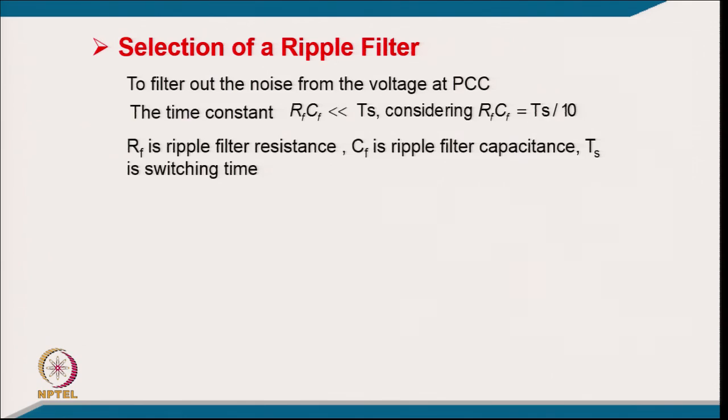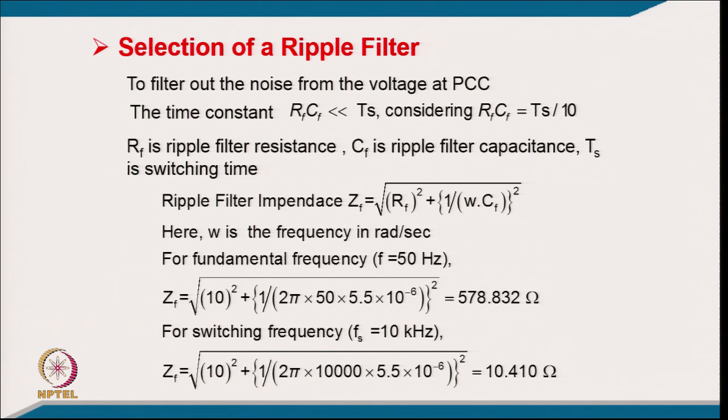Well, coming to the selection of the ripple filter, which we have again discussed in DVR as well, to find out the noise from the voltage at PCC, the time constant should be much lesser than the switching period. So, considering your time constant Ts by 10, we normally consider a small capacitance, CR is the capacitance and Ts corresponds to the switching frequency. So, we can find out the impedance corresponding to that, and this impedance should be quite high at the fundamental; normally we consider a typical value of maybe 5 to 10 ohms, and we can find out the capacitance also corresponding to that.